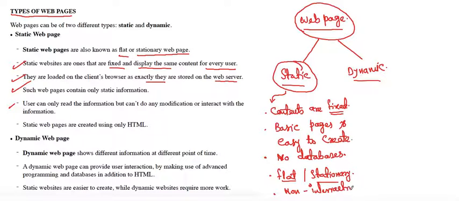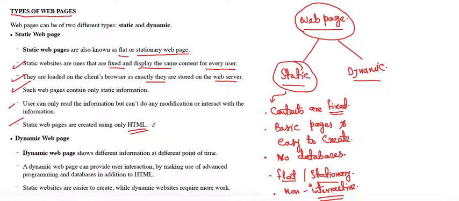So okay, these web pages are not interactive. That means they can only provide us some information, some text, and we cannot interact with the web page, or we cannot modify the information on the web page. Another thing is that static web pages, as we have already seen, are only created using HTML. So it's all about static web pages.